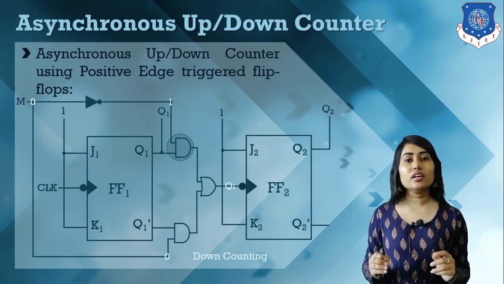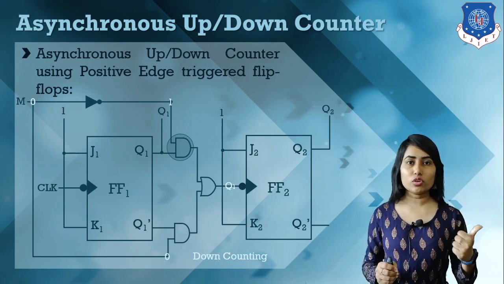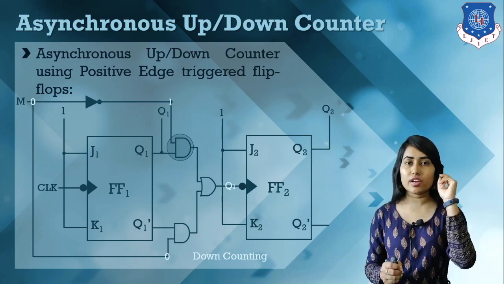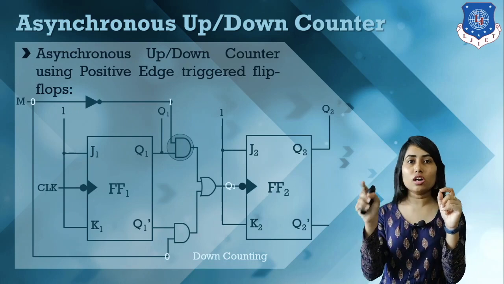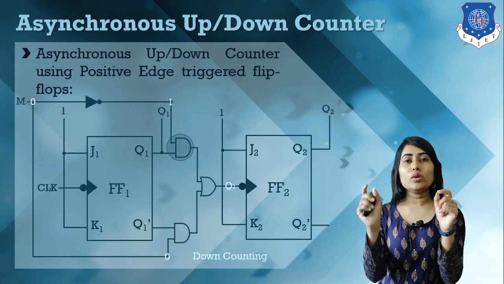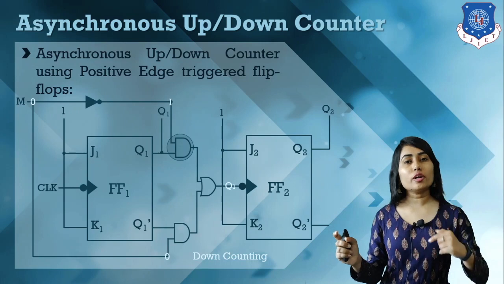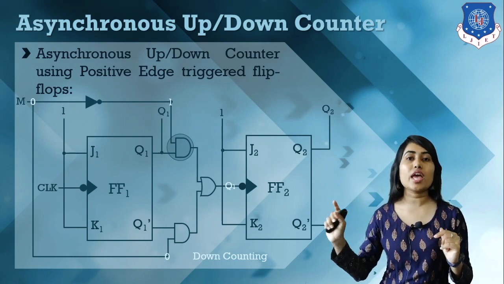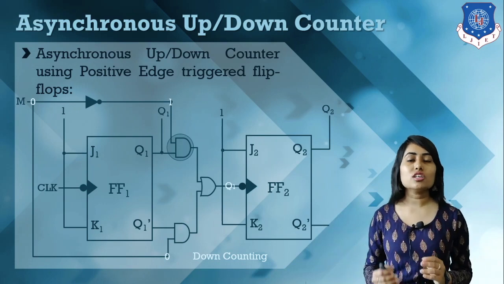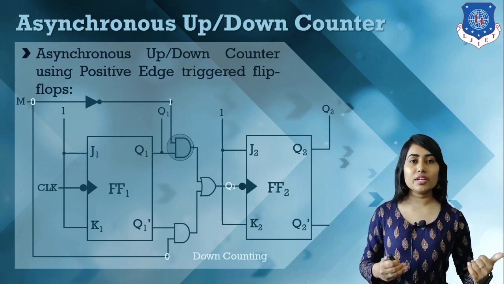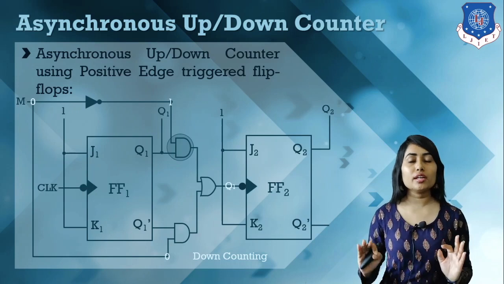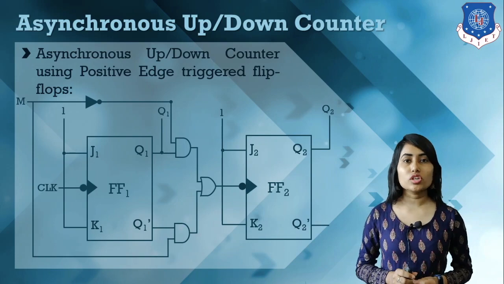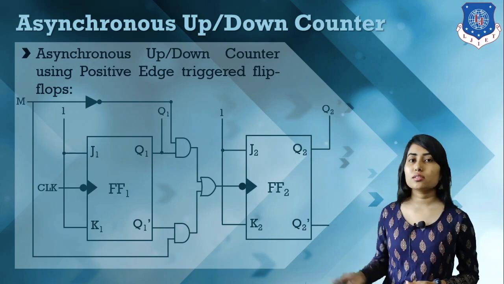Here we have an asynchronous up and down counter with negative edge trigger flip-flops and with positive edge trigger flip-flops. Whenever we have a negative edge trigger flip-flop, we apply the clock signal as MQ plus M dash Q dash, and for a positive edge trigger flip-flop we apply MQ dash plus M dash Q. Using this logic we can count either in up direction or down direction, depending on the value of the mode signal. So this is how an asynchronous up and down counter works.